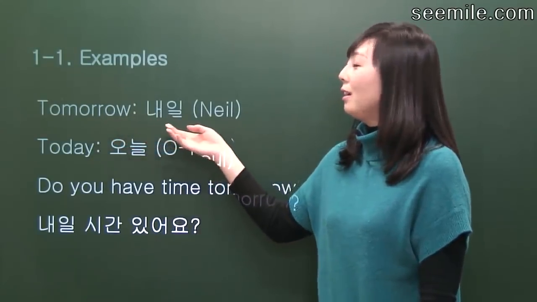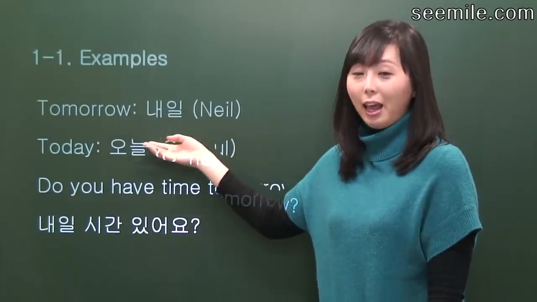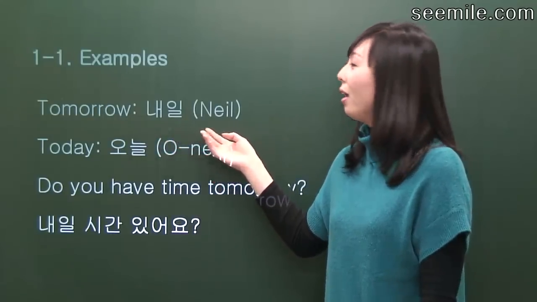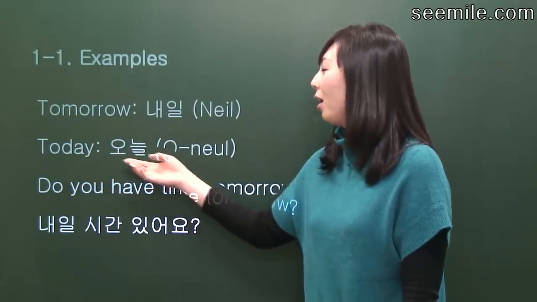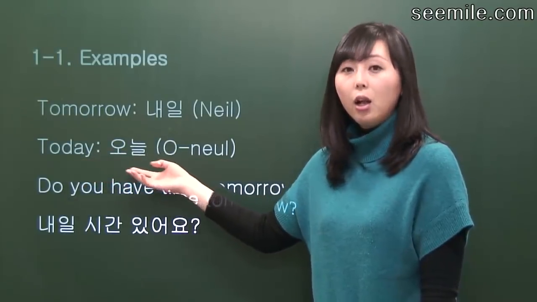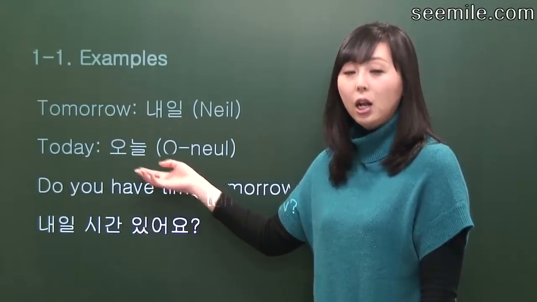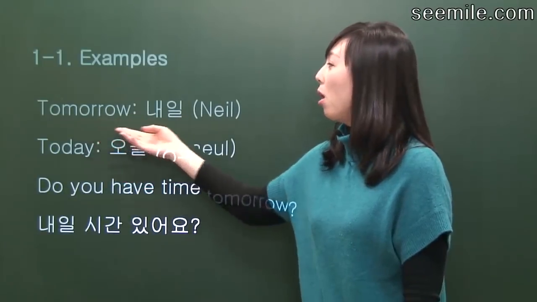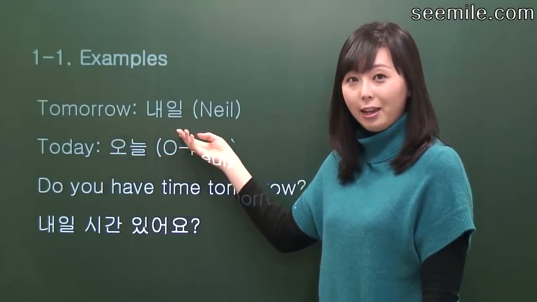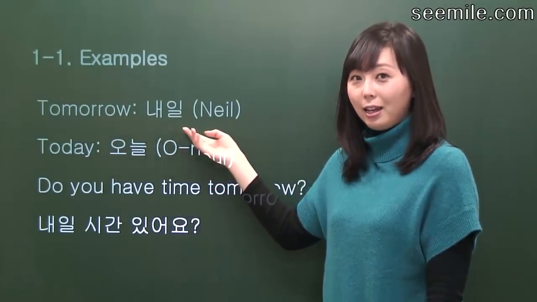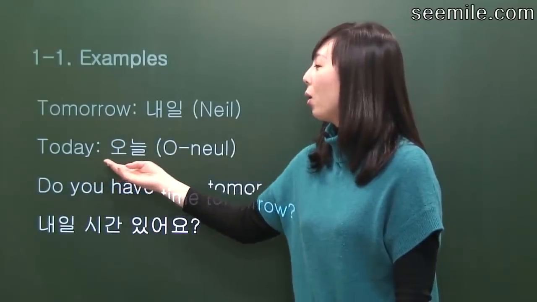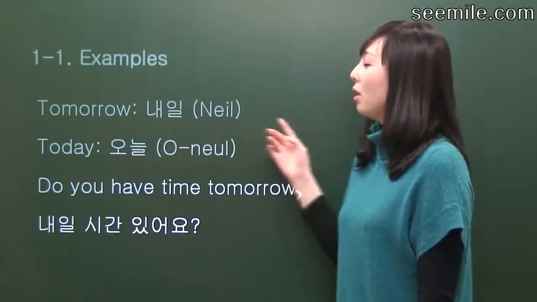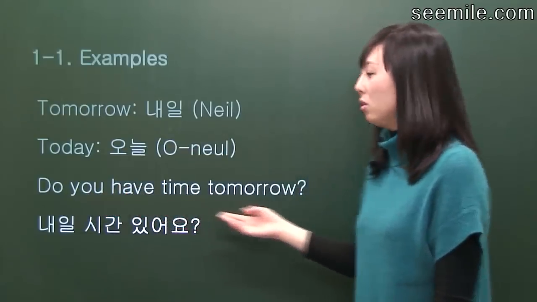So tomorrow, 내일. Alright? And today, 오늘. One more time. Tomorrow, 내일. And today, 오늘. So for instance, I prepared this sentence for you.